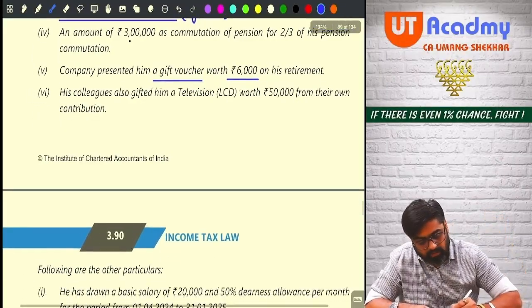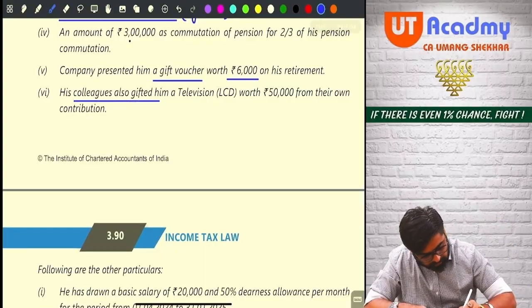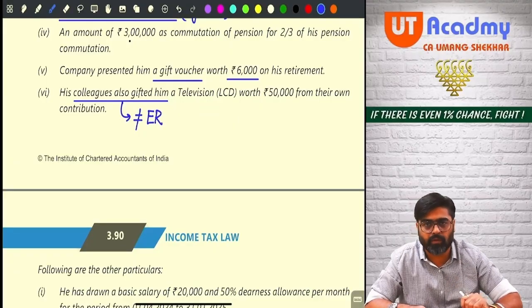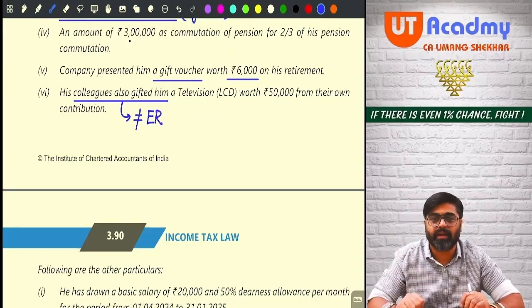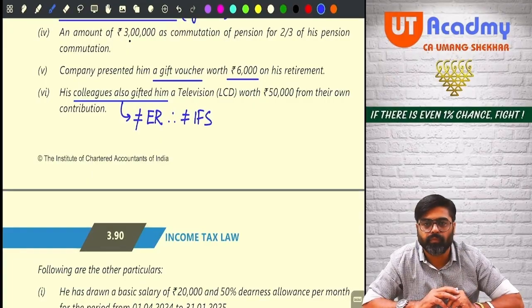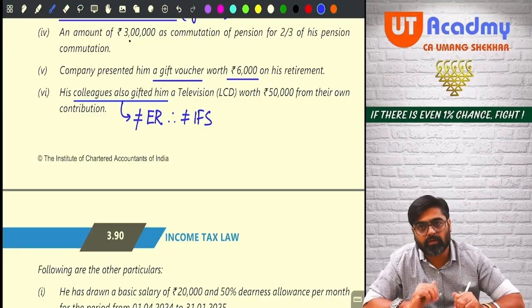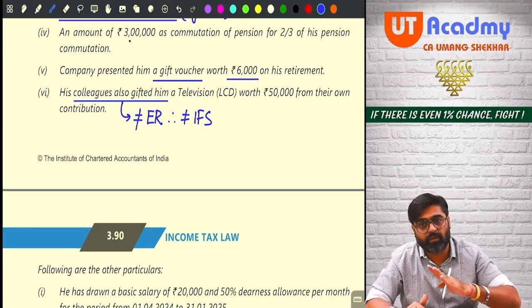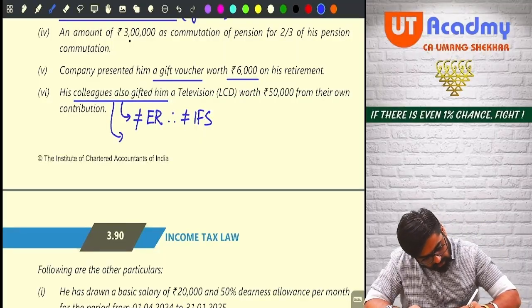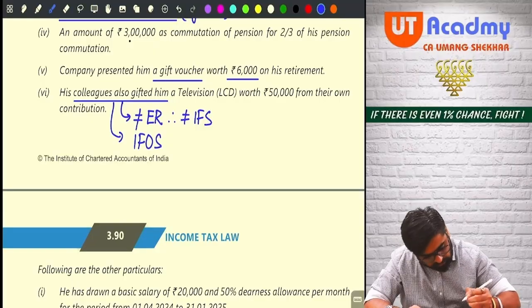Next one. His colleagues gifted him. Now, colleagues means employer gifting or others gifting? Others. So this is not the employer. The employer is not giving you the gift, so this gift cannot come in the salary head. Therefore, this is not your income from salary, first of all. Who is gifting? Colleagues, meaning persons other than the employer. So whenever you get a gift from persons other than the employer, that goes in income from other sources.